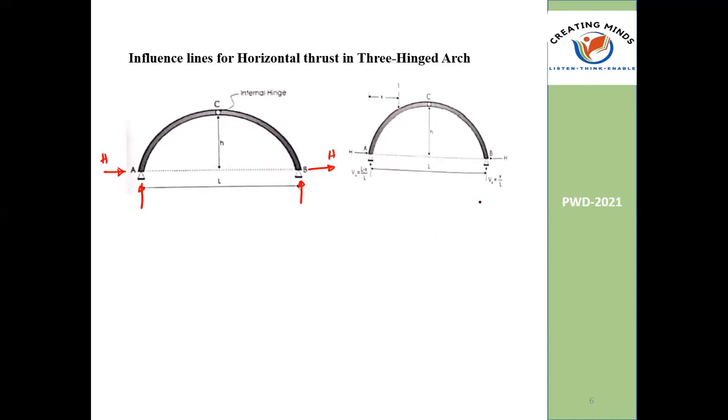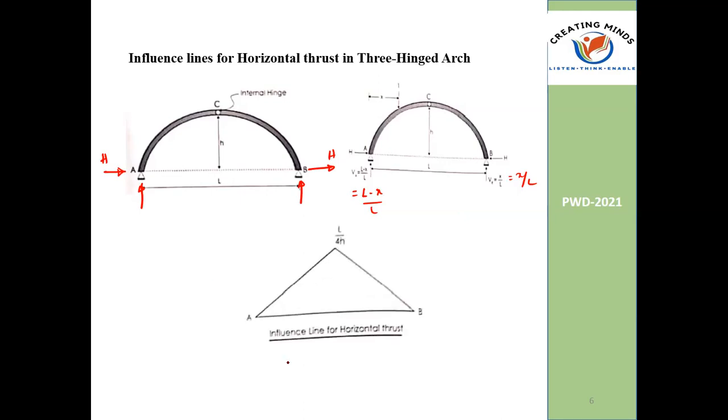In that case, you are getting VB value as X by L, and here VA value as (L minus X) by L. VA, VB. We just computed the reactions because of this unit load. And we are considering the section X from the left end. So in that case, you are getting VA and VB. Now, what is the influence line diagram?